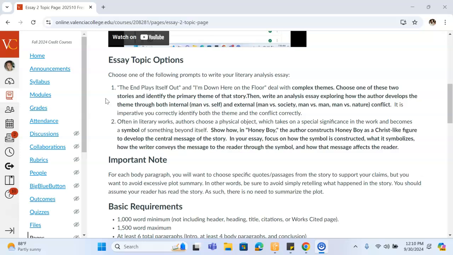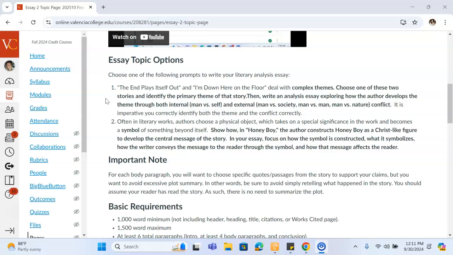In order to do well on this essay, it is important that you focus on only one of these two stories, that you correctly identify the theme, and that you show in each paragraph how that theme is being developed into its central idea through either the internal conflict or the external conflict. But you are required to write about both the internal and the external. So you've got three tall tasks here: internal conflict, external conflict, and theme development.